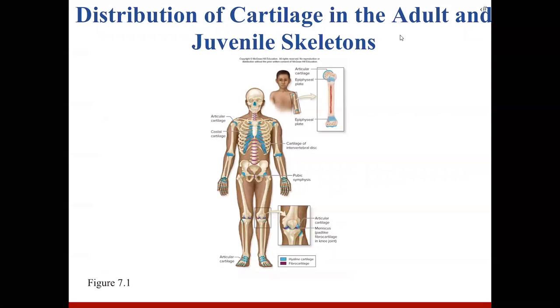Okay, so here is a picture of cartilage in the adult and juvenile skeleton. You can see the costal cartilage, which is hooking the ribs to the sternum. There's articular cartilage, which is at the joints, where the meniscus is in between, and it's also in between the vertebral discs. In the juvenile skeleton that's just developing, you're going to have cartilage between the ends of the bone and the long part of the bone. There's another picture. The articular cartilage is at the ends, so that's going to reduce friction.